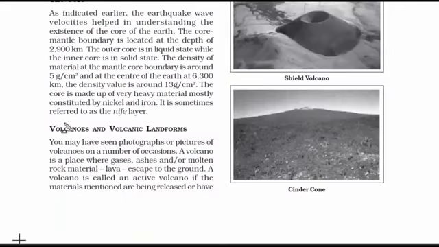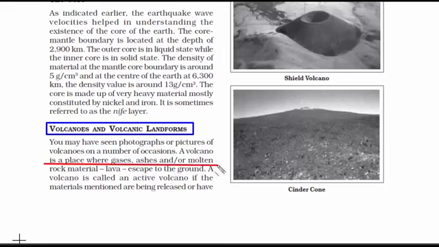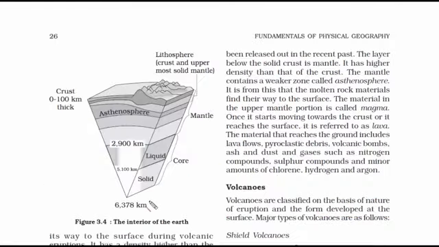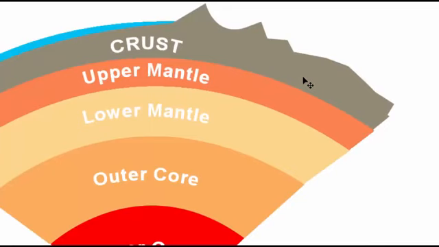We now move on to the next topic, volcanoes and volcanic landforms. We all know what a volcano is. We have seen pictures of it releasing gases, ashes, then molten rock material, lava to the ground. So the question now is, where does the magma inside the volcano come from? Let's understand it with a simple illustration.